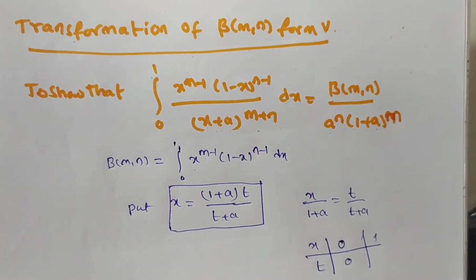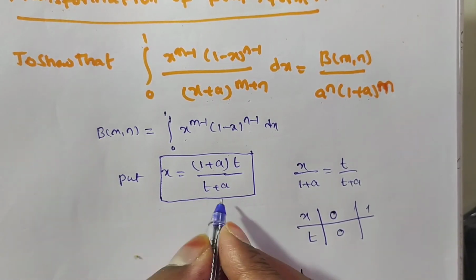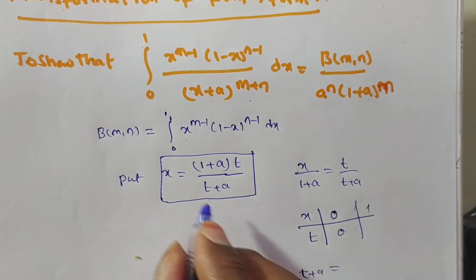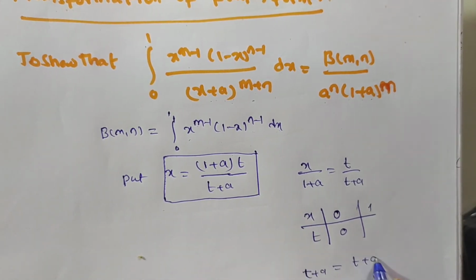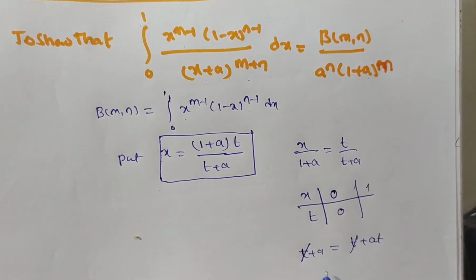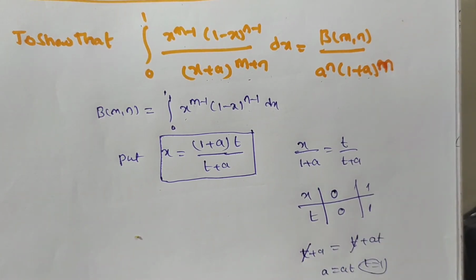Now put x is equal to 1 in this case. You will have 1 into t plus a, t plus a is equal to, if you multiply it inside, then you will have t plus at. Here you see left side t, right side t getting cancelled. Then a is equal to at. Then obviously what is the t value in this case? 1. So the limits are not changed in this case.